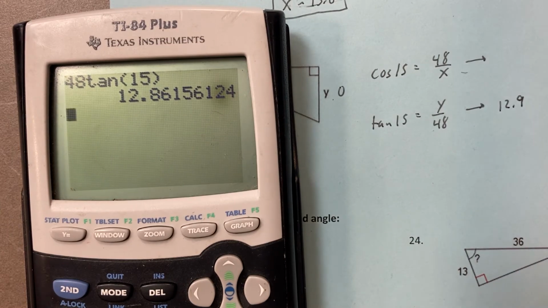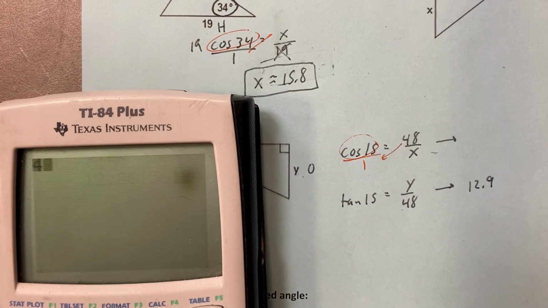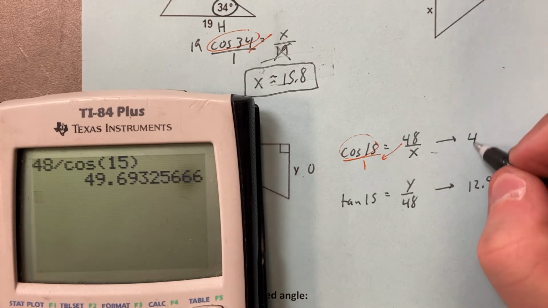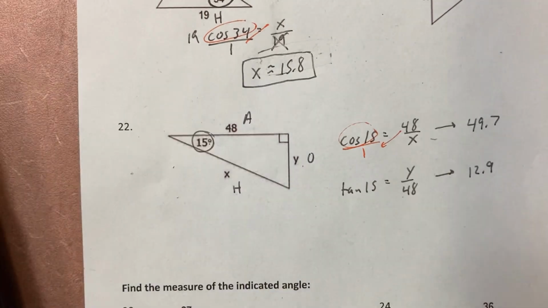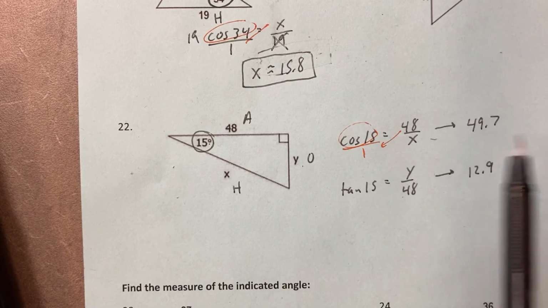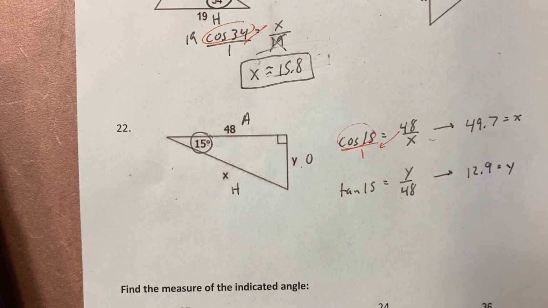12.9. And this one, think of it as a proportion, cross multiply and divide. 48 divided by cosine of 15. You get 49.7. Okay, that's for x. This is for y.